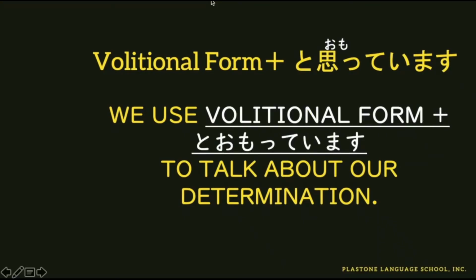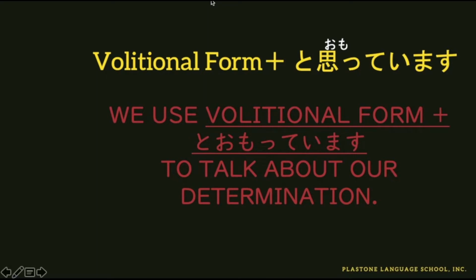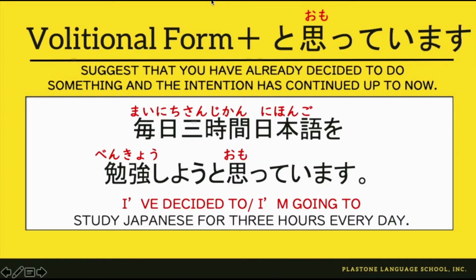Okay, so ano bang ibig sabihin ng volitional form plus to omotte imasu? Okay, so ginagamit natin ito para sabihin ang mga bagay na intention nating gawin or intend nating gawin at determinado nating gawin. Okay, so let's look at some examples.